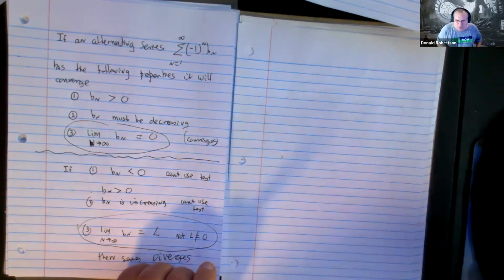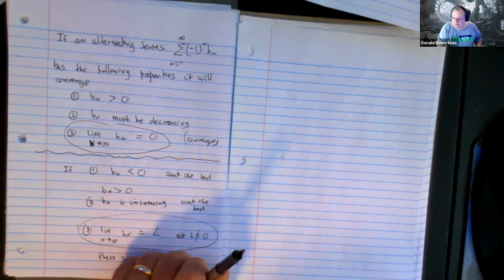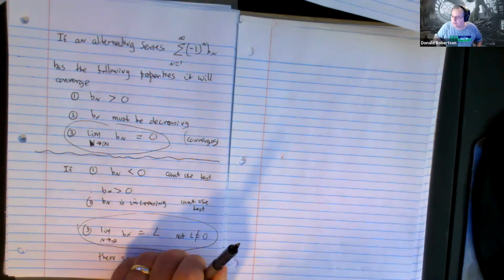We don't really care what it does for the first 3 or 4 terms, because some series zoom up and down. They're not actually decreasing, right? But we're flexible. As long as after the 8th term it does what it's meant to do, we're cool.